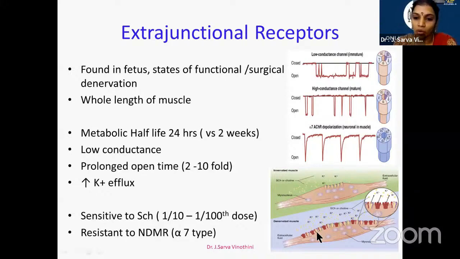Because they are present in the whole length of the muscle and they remain open for a longer time, what happens? There is lots of potassium coming out when these receptors are being stimulated. So there's lots of potassium efflux and there's a risk of hyperkalemia when this happens. And these receptors are also very sensitive to succinylcholine. Even 1/10 to 1/100th of the dose is enough to depolarize these receptors. And the alpha 7 subtype is also resistant to the non-depolarizing muscle relaxants. So these are the issues. So when we have patients who have burns or who have states of functional or surgical denervation, there is risk of hyperkalemia when we use succinylcholine, and they are also resistant to the non-depolarizing muscle relaxants.